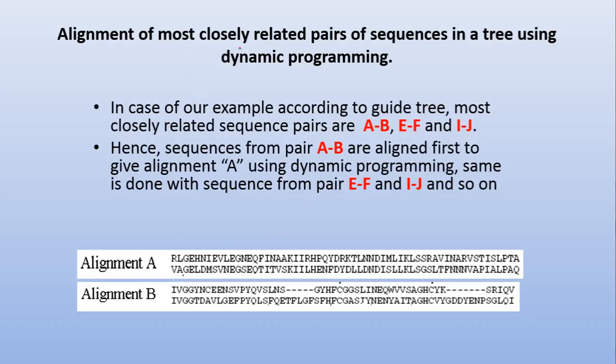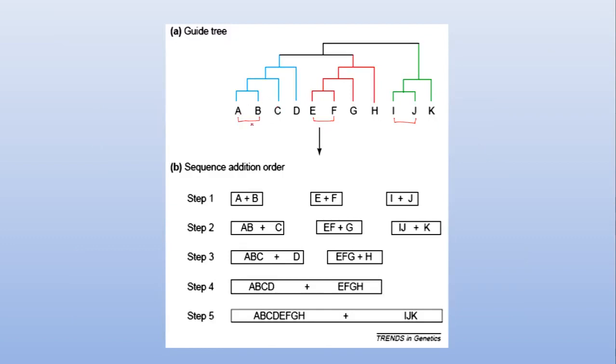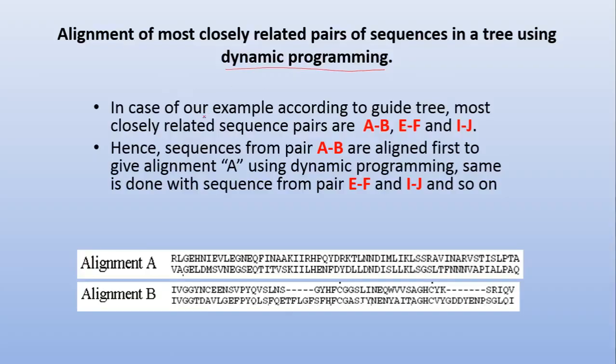The alignment of the most closely related pairs of sequences in a guide tree is usually done using dynamic programming. So we would be using a dynamic programming algorithm like Needleman and Wunsch to align A and B globally. We would use Needleman and Wunsch to align E and F globally. Similarly, we would use Needleman and Wunsch to align I and J globally. So we would be performing global alignment, right? In our example, we would first align A, B, E, F, and I, J.